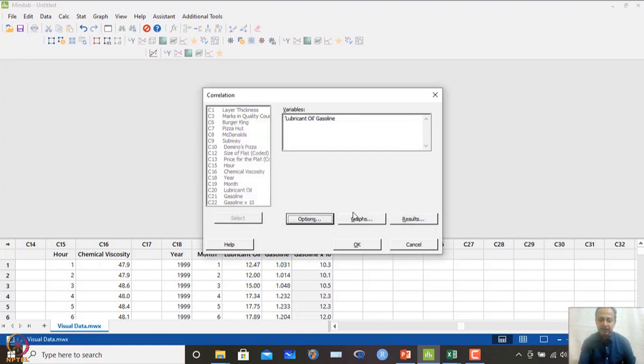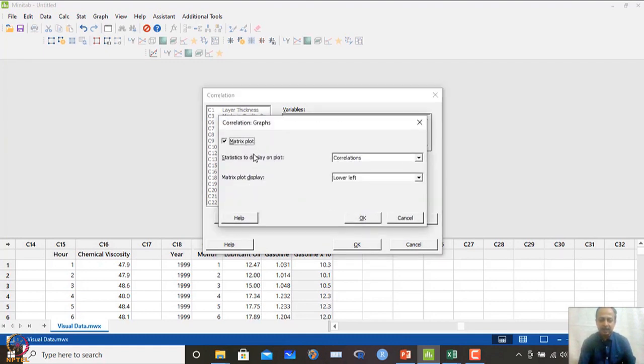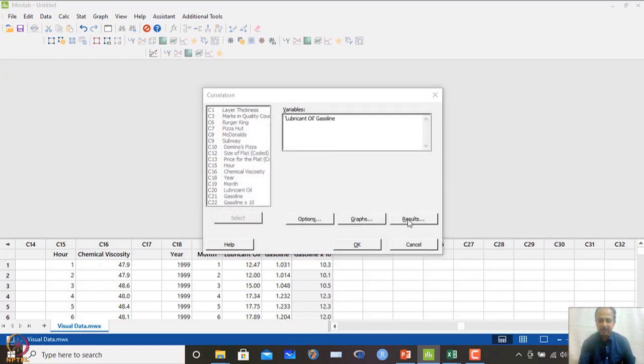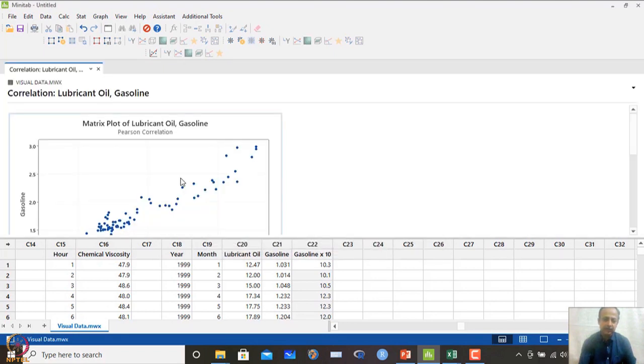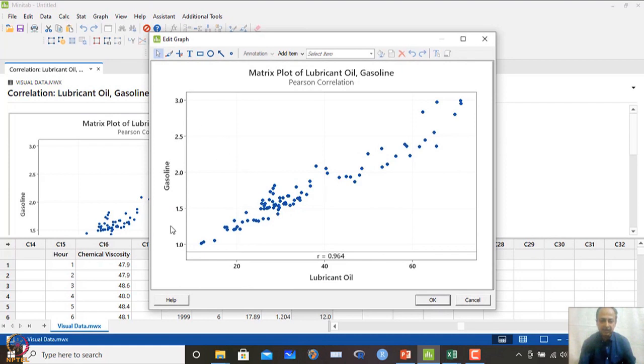So we can do Pearson correlation, and then a matrix plot of this, I want to see the correlation, and then the results. What we will do is from this data set, when you are plotting gasoline, the R coefficient, the correlation coefficient, you see is about 0.964. So you can see that a high correlation exists between lubricant oil price and gasoline price.